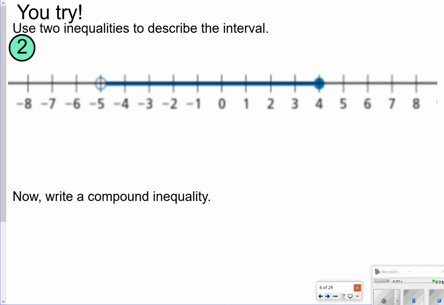So here's one that you're going to try. Again, write the two inequalities to describe each interval, and then write a compound inequality. Go ahead and take time now to pause the video so you can try it on your own, and once you're done, click play to check your work.